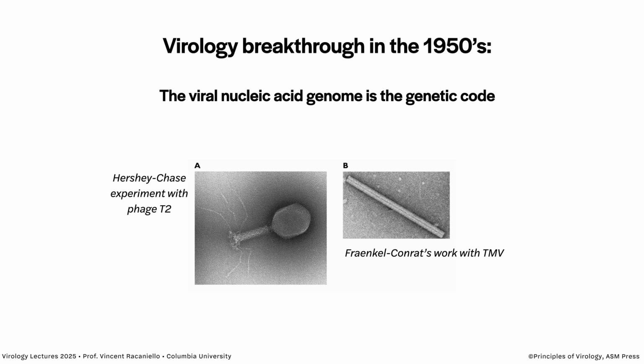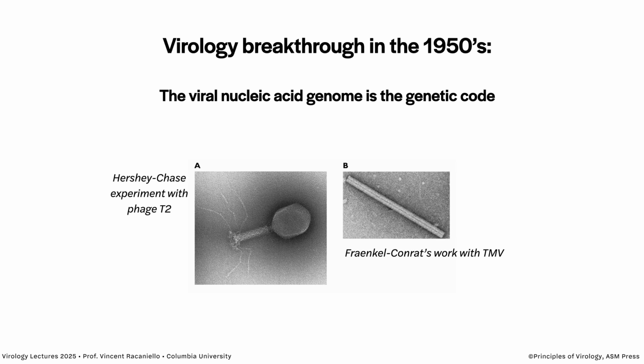Now, in the 1950s, there was a very important virology breakthrough: 2 sets of experiments showing that the viral nucleic acid is the genetic code. Today, obviously, we take that for granted, as we should, but it wasn't so well accepted at the time. There were 2 experiments, one with the DNA bacteriophage and a second with tobacco mosaic virus, an RNA virus.